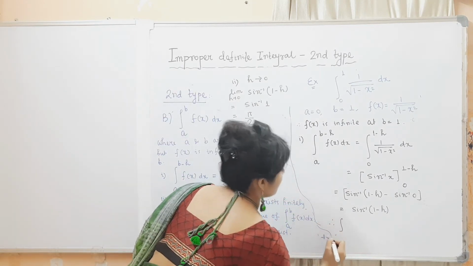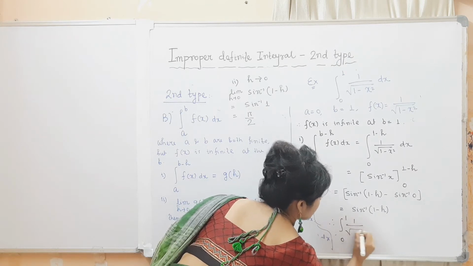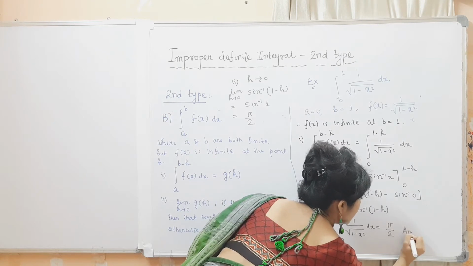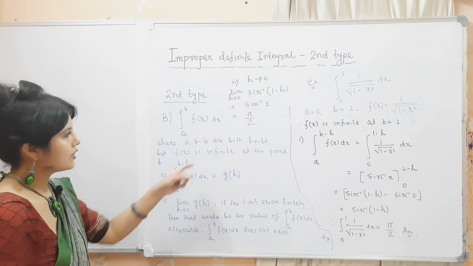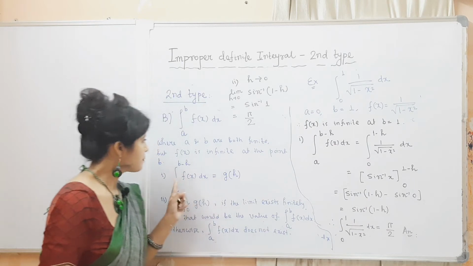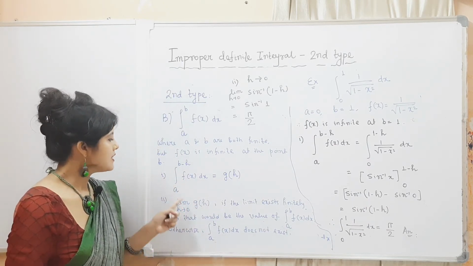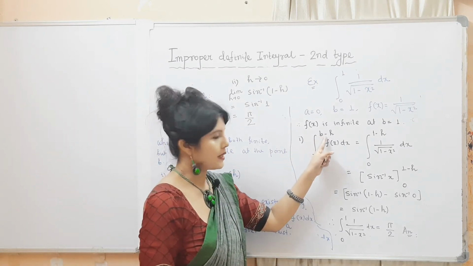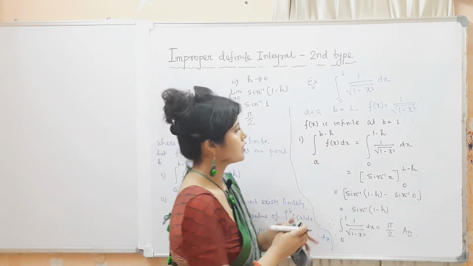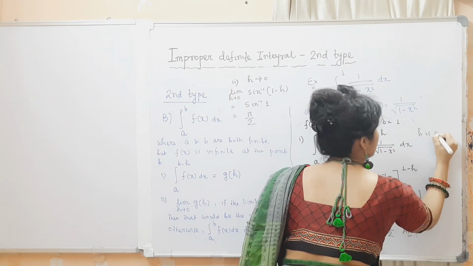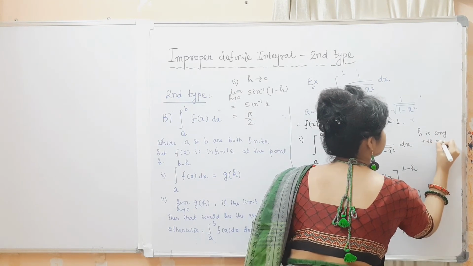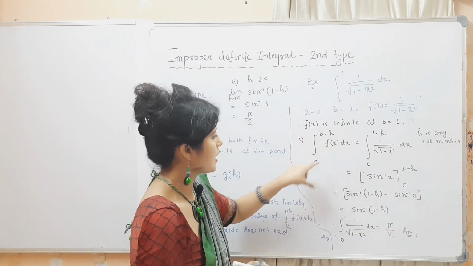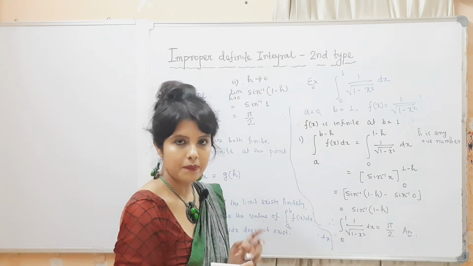Therefore the value of the integration from 0 to 1 of 1 over root over 1 minus x square dx is equal to pi by 2. So that is the answer. This problem is an example of section B, where the function f of x is infinite at the upper limit. For that you have to introduce some h, where h is any positive number, and you have to integrate the function between the limits a to b minus h.